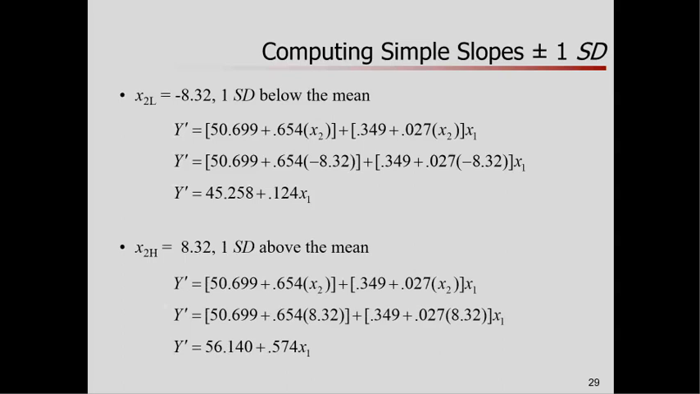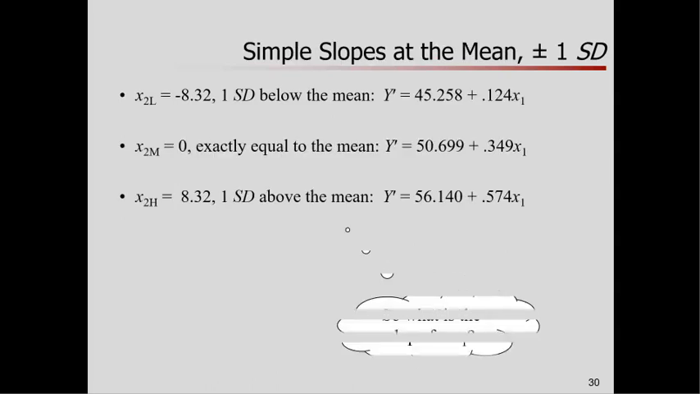There we go. And then for one standard deviation above the mean of X2, plugging in a value of 8.32, 8.32 times 0.654 plus 50.699 gives 56.140. And 8.32 times 0.027 plus 0.349 takes me to 0.574. Okay. So we've now done this three times.